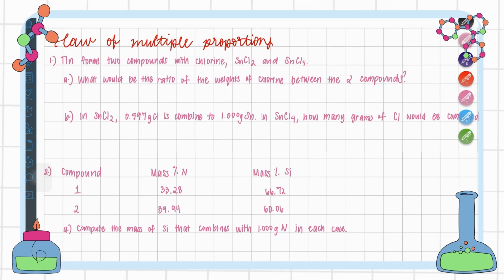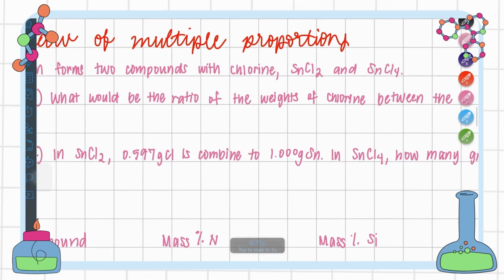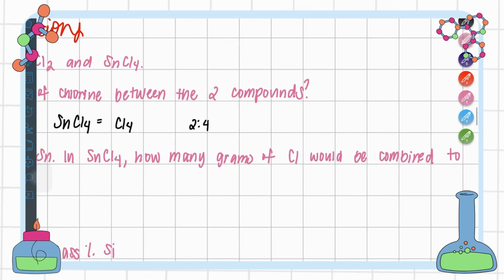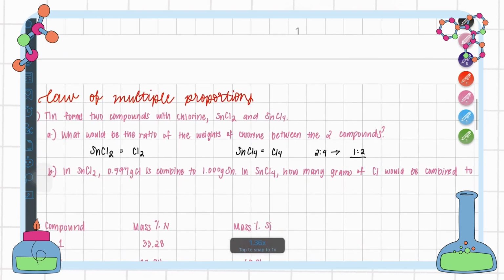So, ang hinahanap dito is yung ratio ng chlorine. So, dun sa first compound, si SnCl2, and sa second compound, si SnCl4. Ang chlorine natin is may subscript na 2 sa number 1 na compound, and kay number 2 na compound, meron tayong subscript number 4. So we can simply get the ratio by getting their subscripts, then i-simplify pa natin siya. So 1:2 yung ratio ng chlorine.